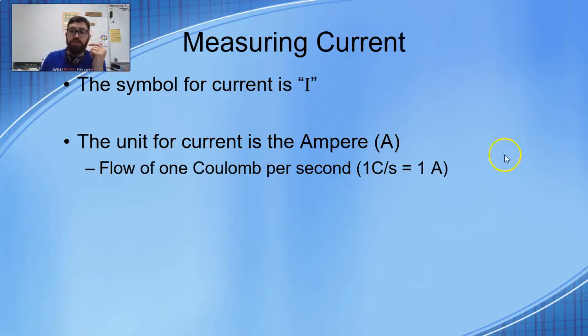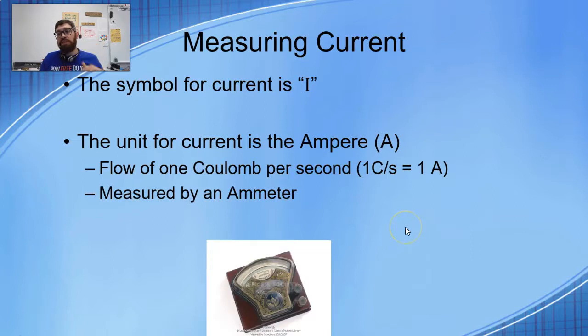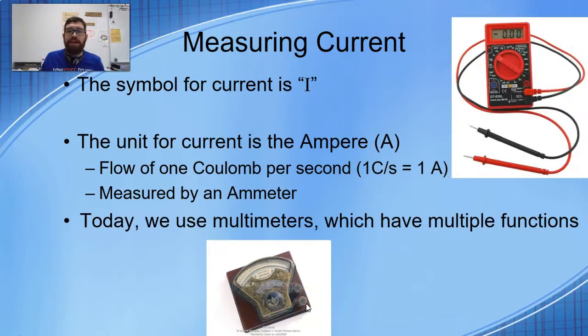We measure amperes with an ammeter that looks like this, or at least we used to. This is really old school. You can probably tell that. Nowadays, we use these things called multimeters. You may have seen one of these. Maybe you have one of these in your house. They have multiple functions. They will measure voltage, resistance, all kinds of things. Very, very useful. But this is how we measure current.